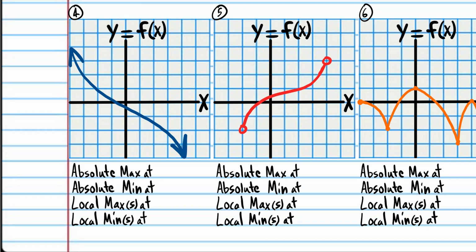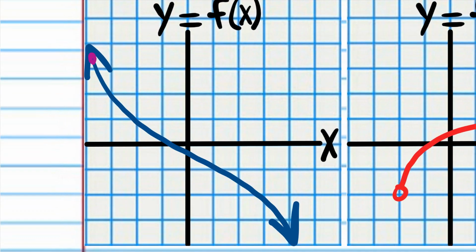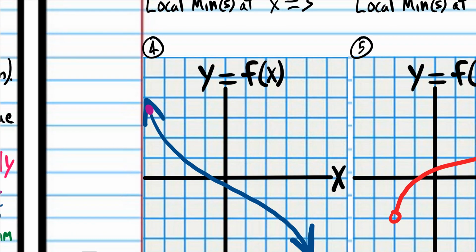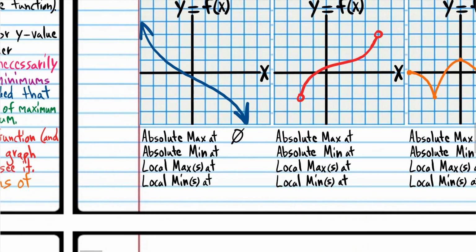Is there an absolute maximum value of this function? And the answer is no. There is no point that you can choose on this graph that has a y value that's bigger than all the other y values, because there's always a point that you can choose. For example, let's say that you choose a point up here. You might say, well, that point has the biggest y value, but the graph continues. It just keeps going and going. So there's always another point that you can choose that has a bigger y value. So there is no absolute maximum value of the function. For the same reason, there's no absolute minimum value of the function. And there's no local maximum value and no local minimum value.